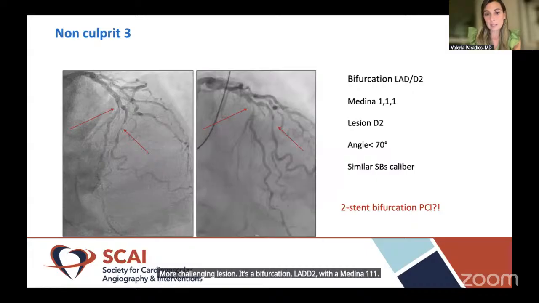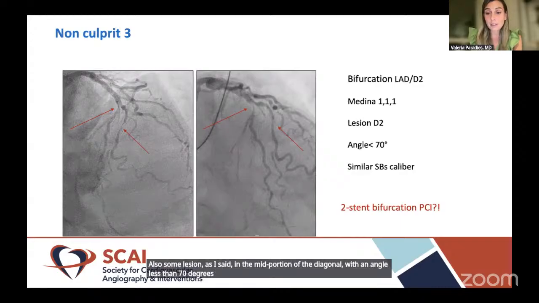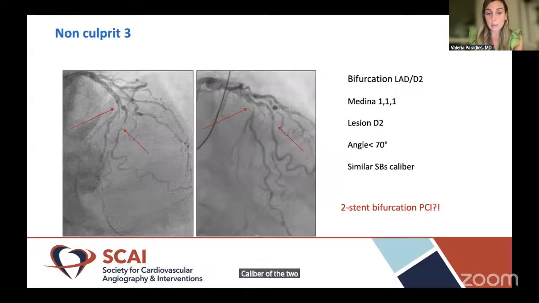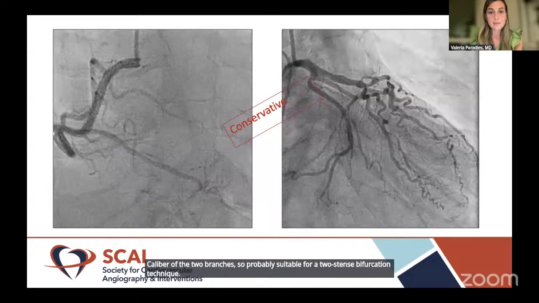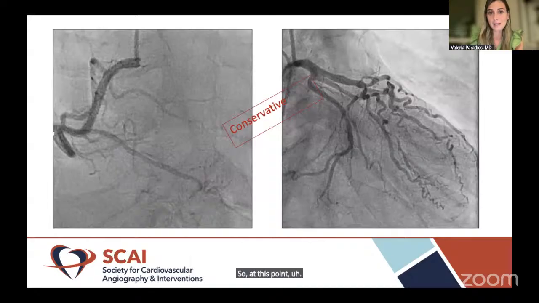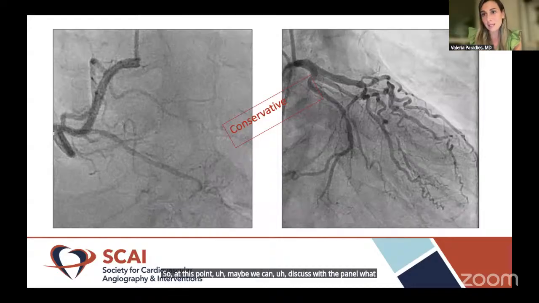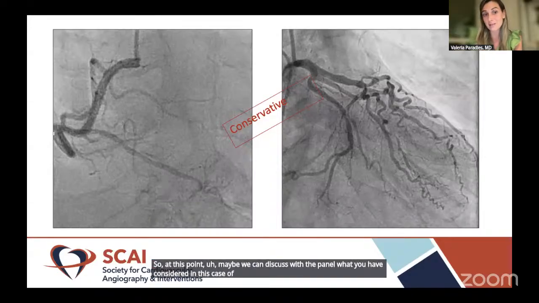Also some lesion, as I said, in the mid portion of the diagonal with an angle less than 70 degrees and a similar, comparable caliber of the two branches. So probably suitable for a two-stent bifurcation technique. So at this point, maybe we can discuss with the panel what you have considered in this case of multivessel disease in the setting of acute coronary syndrome.